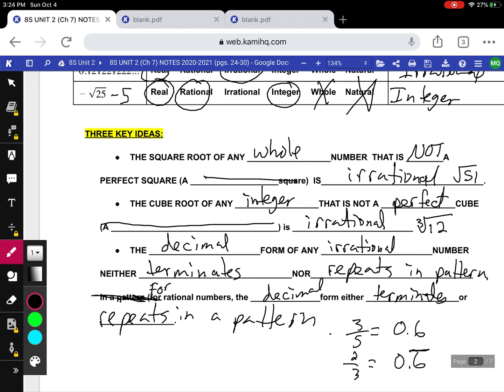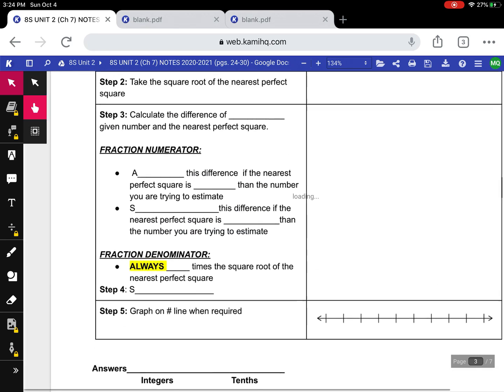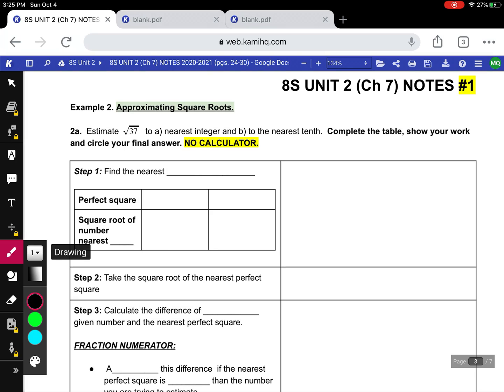Okay, moving right along, we are going to cover one more topic. Okay, so we are on page, let's see where we're at, 26, okay? I'm not going to lie, this is super tricky, so you have to follow along. When we get square roots that are not perfect squares, we have to be able to approximate them without using a calculator, okay? So in 2a, it says estimate the square root of 37 to the nearest integer and to the nearest tenth. Complete the table, and so on.